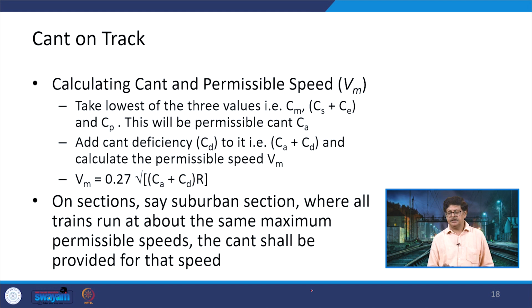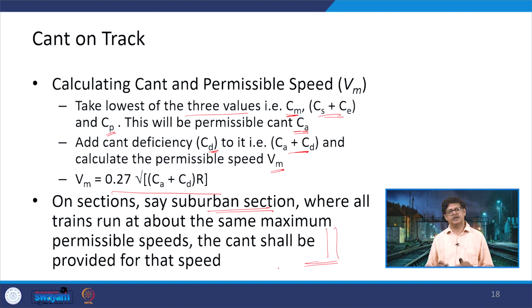Then, calculating the Cant and the permissible speed Vm, the lowest of the three values, that is Cm, Cs plus Ce and Cp, is taken, and that will give you the permissible Cant Ca. Add the Cant deficiency to Ca and we calculate the value of Vm by using a formula which we have discussed under the discussion on speeds on tracks, that is 0.27 under root of (Ca plus Cd) into R. On sections like suburban rail sections where all the trains are running at about the same maximum permissible speeds, the Cant shall be provided for that particular speed itself.